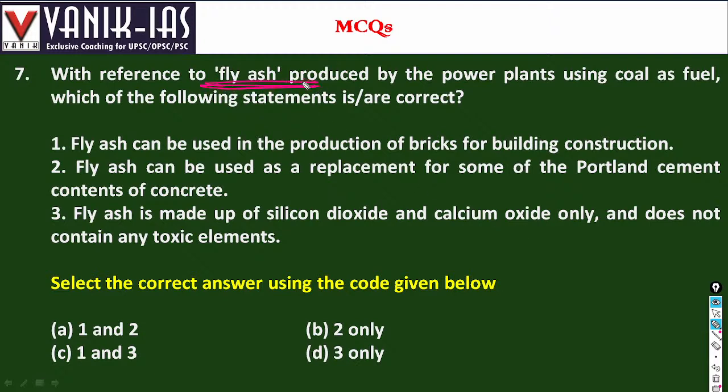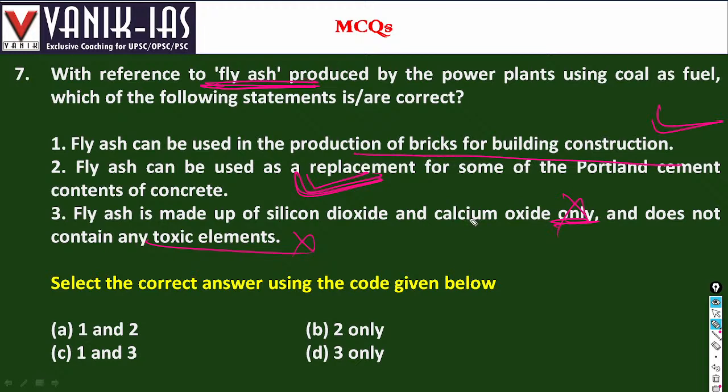With reference to fly ash produced by power plants using coal as fuel, which of the following statements are correct? Fly ash can be used in the production of bricks for building construction. Yes. Fly ash can be used to replace some of the Portland cement content of concrete. Yes, fly ash can be used. Fly ash is made up of silicon oxide and calcium oxide only. Whenever you see the word only, chances are the statement is wrong. And it does not contain any toxic elements.